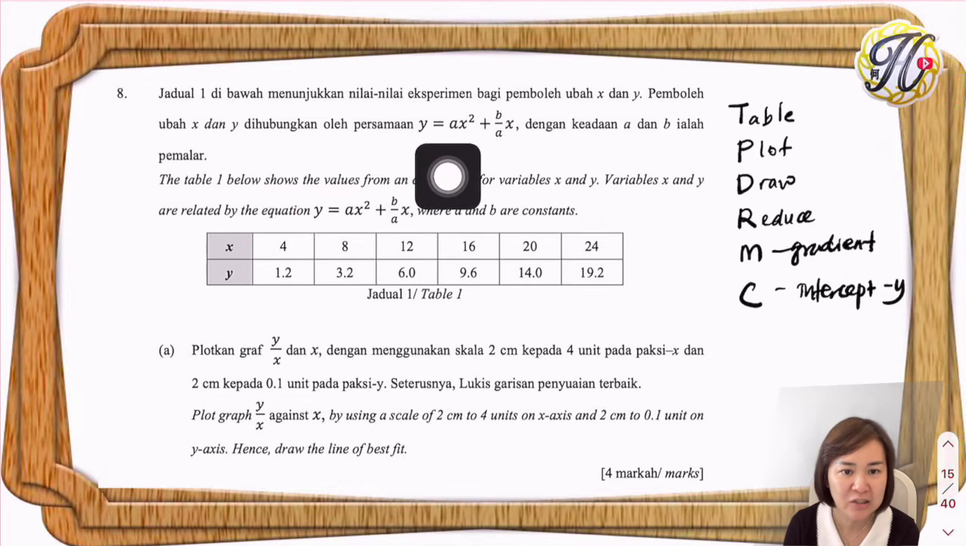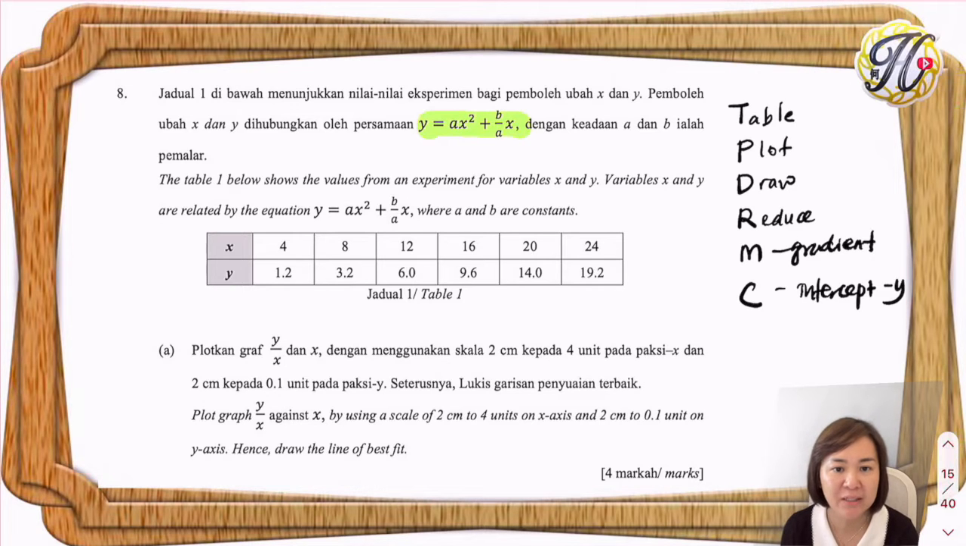So look at the question. This is the given. You can highlight the function given: y equals x squared plus b over ax, where x and y are the variables. Normally the first thing we have to do is form a table. The part A question already tells you what the graph is, what against what.